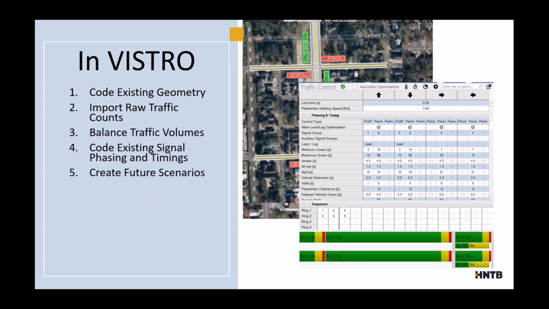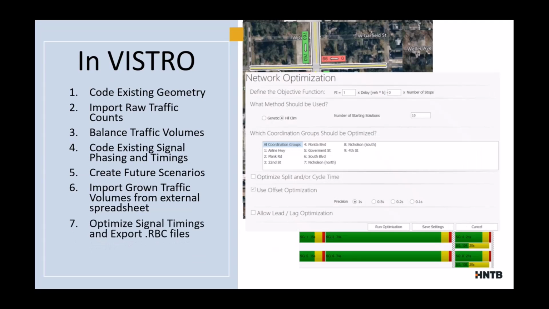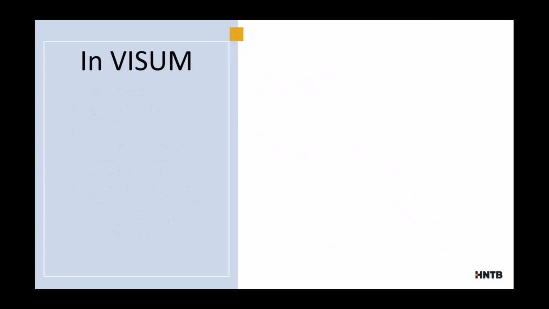And then for our future scenarios, we exported our balanced AM and PM volumes as CSV files in Excel, grew those in our spreadsheet, and then imported them back into Vistro to create our future no build models. And we were able to use the future volumes to optimize our signal timings to import directly into our Visum model down the line. So here you can see we had 9 different coordination groups in Vistro.